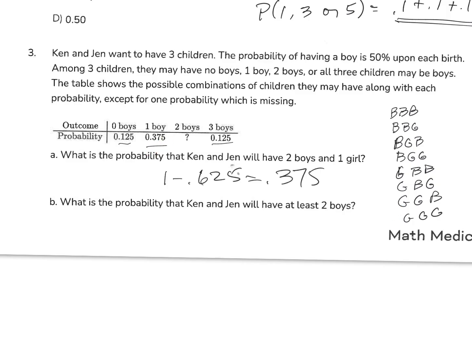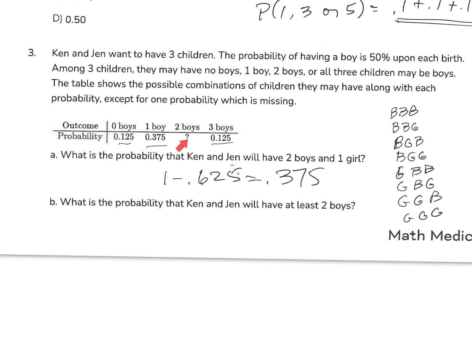The same thing with 2 boys. 1, 2, 3. 3 out of 8, 0.375. It also works here. What is the probability that Ken and Jen will have at least 2 boys?